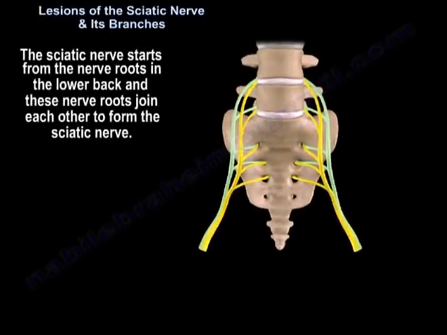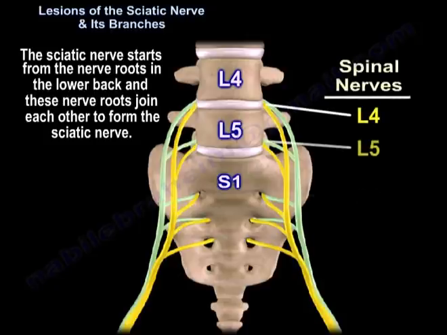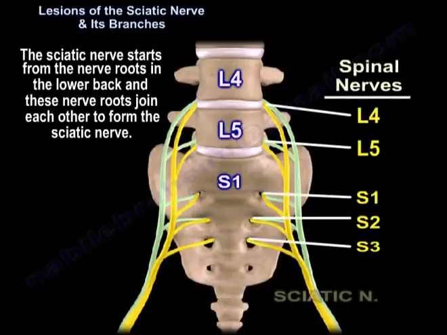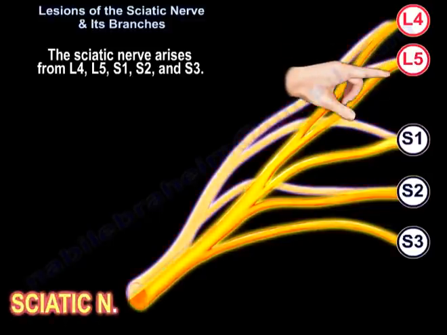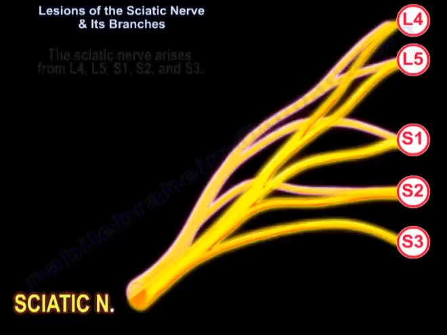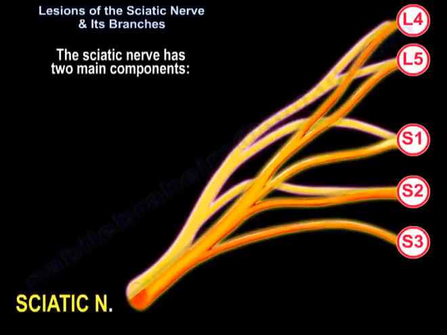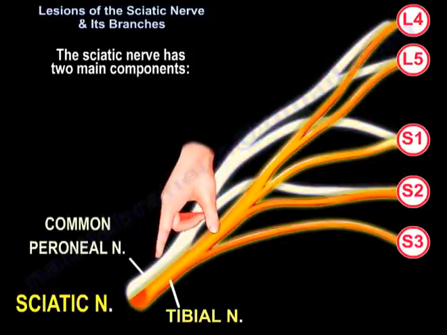The sciatic nerve starts from the nerve roots in the lower back, and the nerve roots join each other to form the sciatic nerve. It arises from L4, L5, S1, S2, and S3. It has two main components, the tibial nerve and the common peroneal nerve.